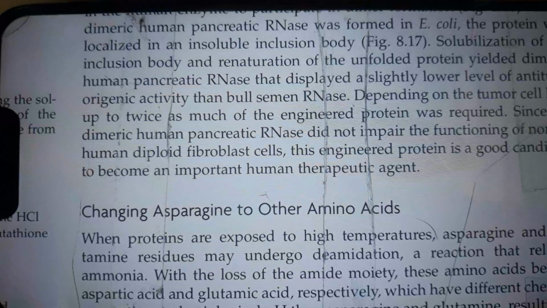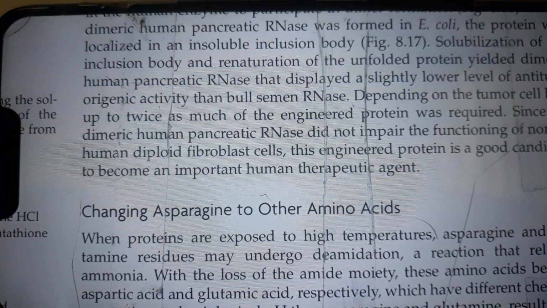Solubilization of the inclusion body and renaturation of the unfolded protein yielded dimeric human pancreatic RNase that displayed a slightly lower level of anti-tumorigenic activity than BUL7 RNase. So depending on the tumor cell line, up to twice as much of the engineered protein was required.